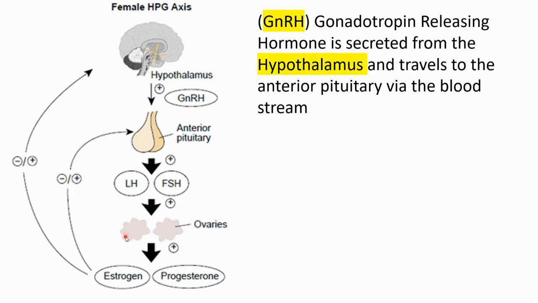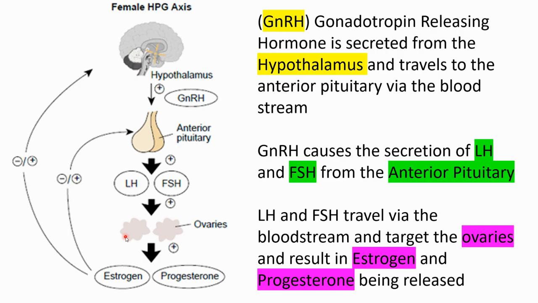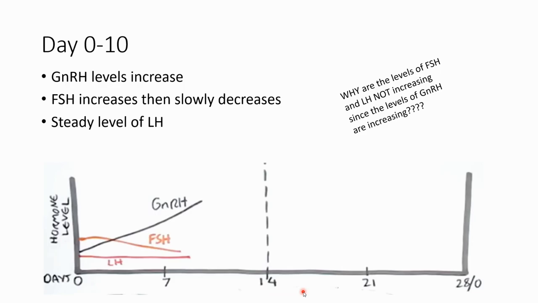So again, keep in mind, these are hormones. They're going to travel by way of the bloodstream to reach their target. Once they get to the anterior pituitary, the GnRH will cause the secretion of FSH and LH, which will again travel by way of the bloodstream, target the ovaries, and result in the secretion of estrogen and progesterone being released. And we will also mention inhibin a little bit later on.